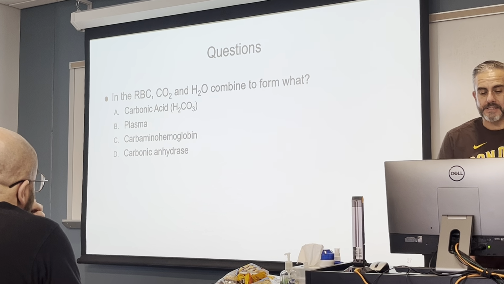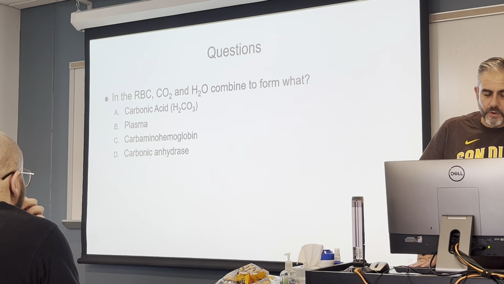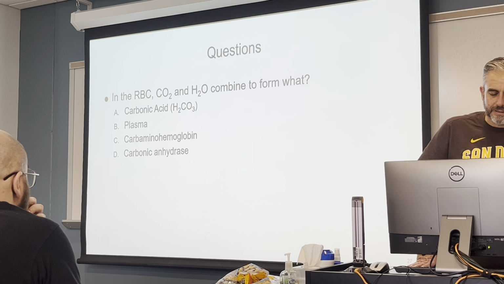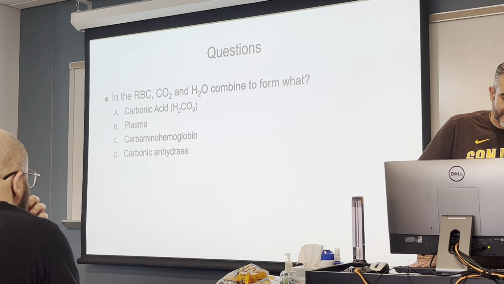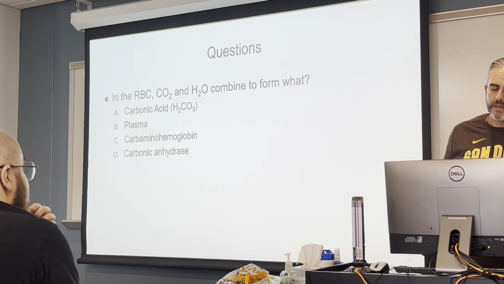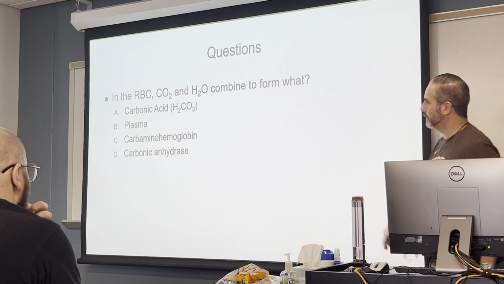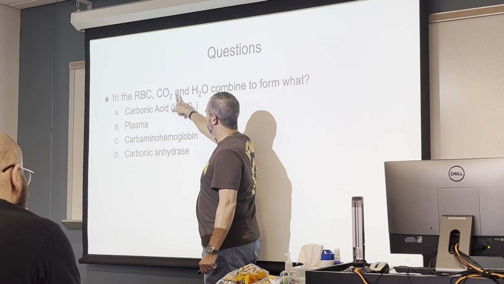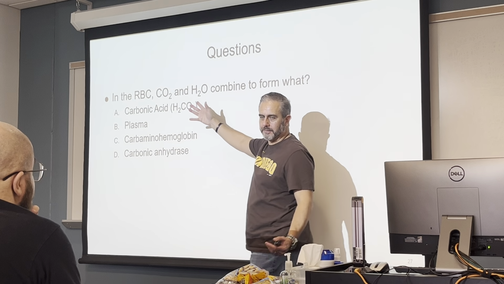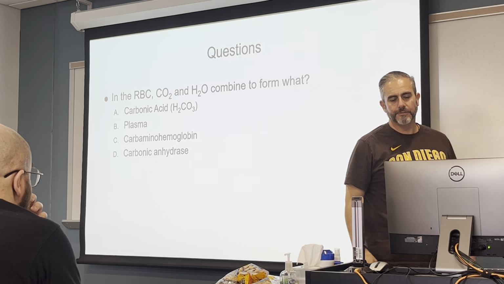In the red blood cell, CO2 and water combine to form what? Is that carbonic acid, plasma, carbaminohemoglobin, or carbonic anhydrase? Carbonic acid. You can even look, if you marry these two together, that's where the H2CO3 forms.